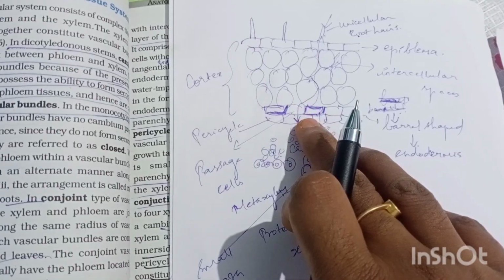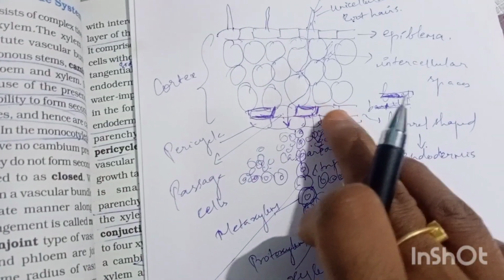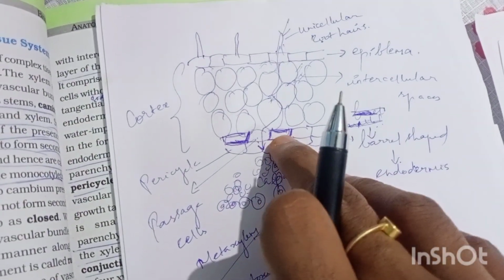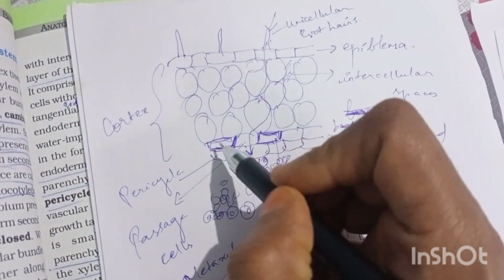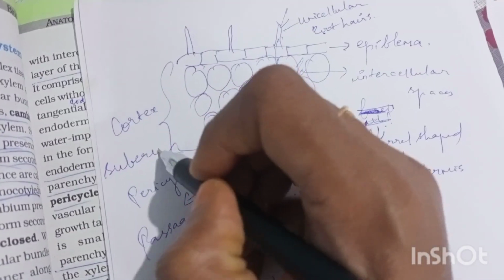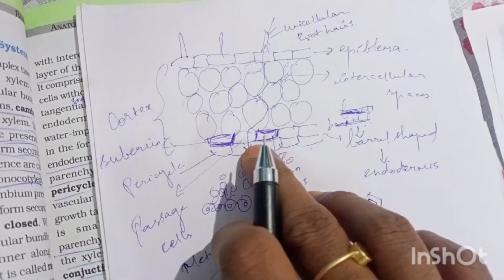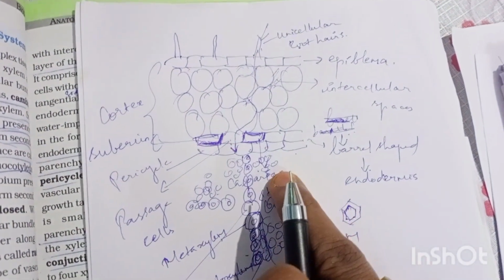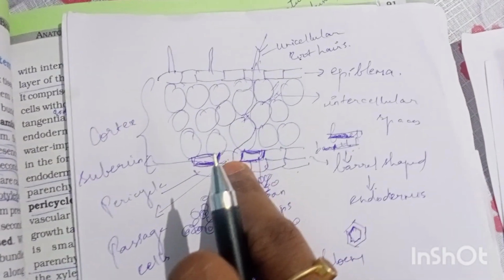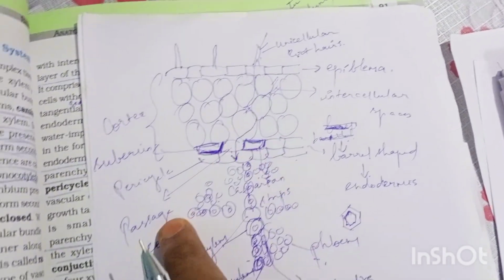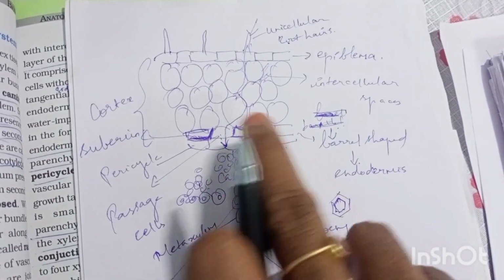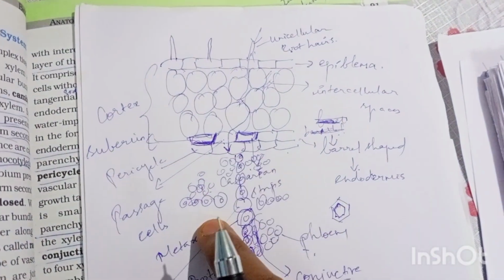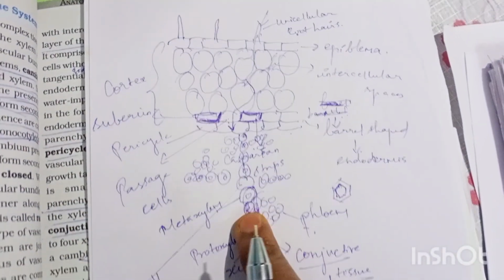Most of the cells of the endodermis are thickened at the tangential and radial wall with a chemical called suberin, and these thickened cells of the endodermis are known as Casparian strips. The thin-walled cells of the endodermis are known as passage cells. Next to the endodermis are closely arranged parenchymatous cells called pericycle. Below this come the vascular bundles.